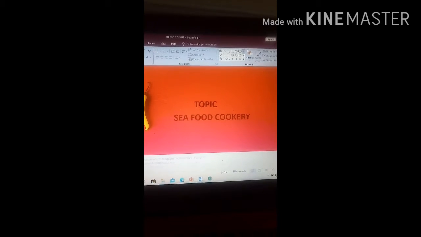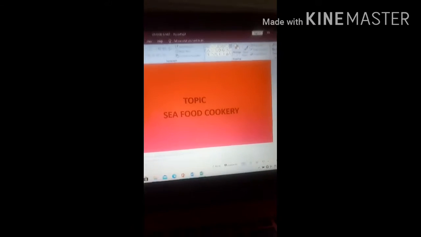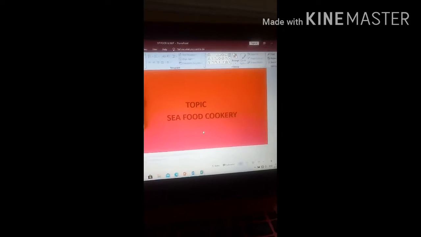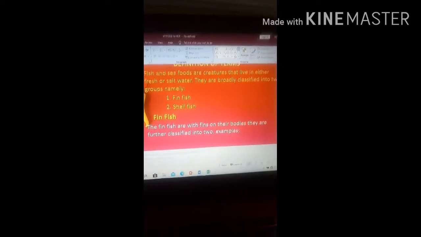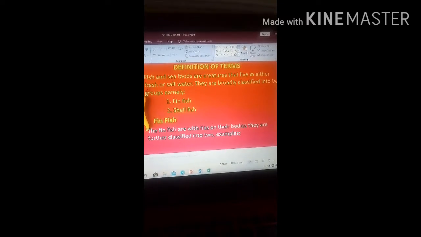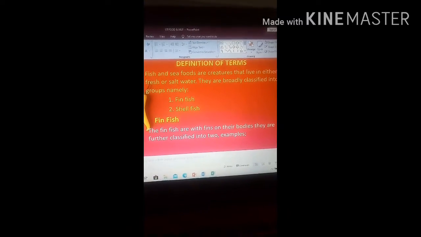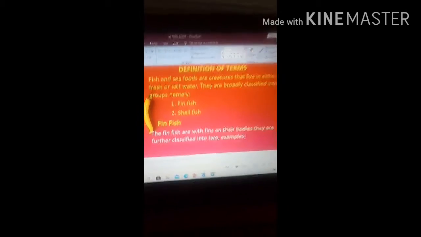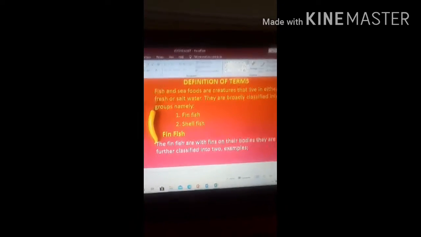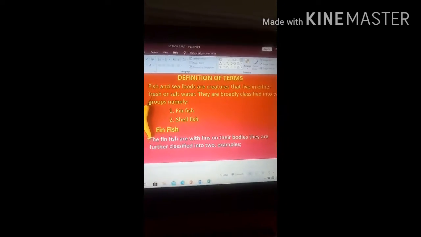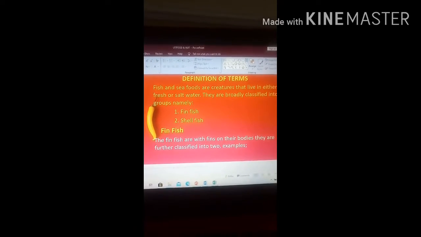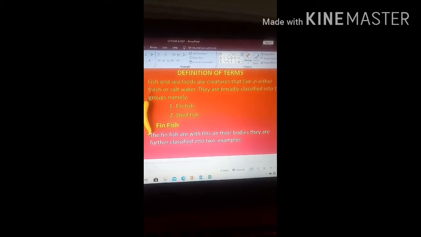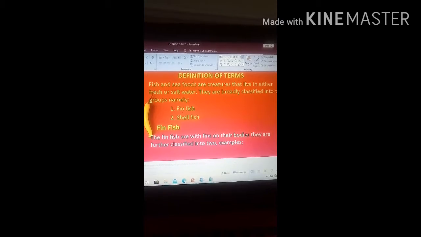Today's topic is seafood cookery. First, what is seafood cookery? Seafoods are creatures that live in either fresh or salt water. They are broadly classified into two, namely the fin fish and the shellfish.